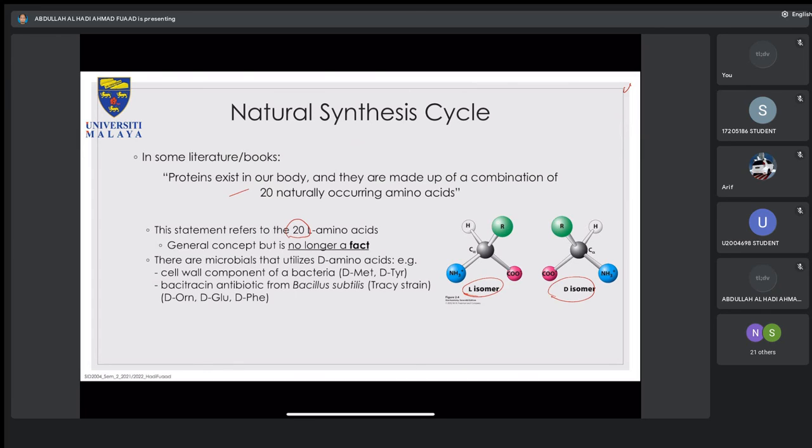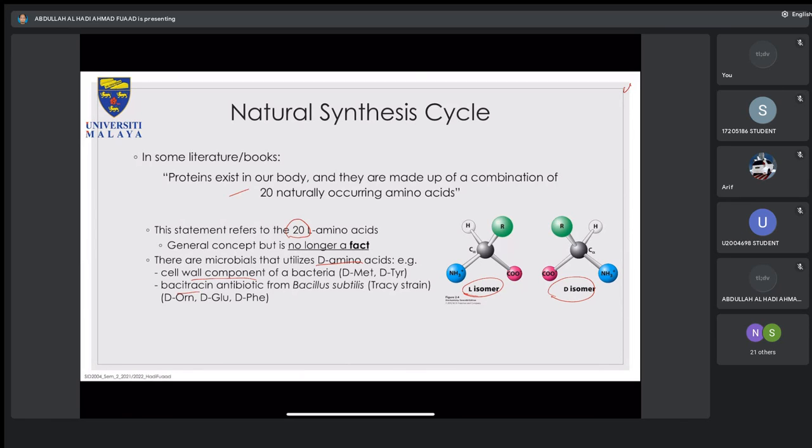That is more accurate. There are microbes using D-amino acids, for example in cell wall components, and the bacitracin antibiotic, which is from fungus, also uses D-amino acids. So why do some of these organisms utilize a different isomer?